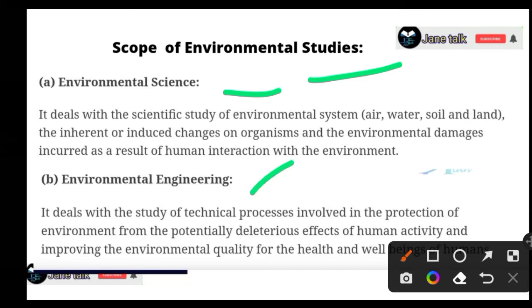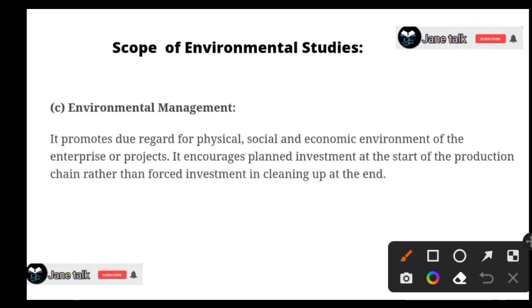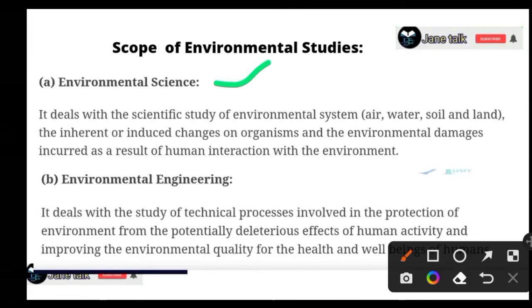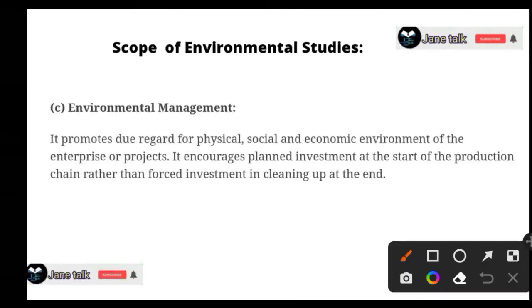Next one, environmental engineering. Okay, in this also we do environmental studies. The next one is environmental management. Okay, these are the major scopes: environmental science, environmental engineering, and environmental management, where we do environmental studies, right?